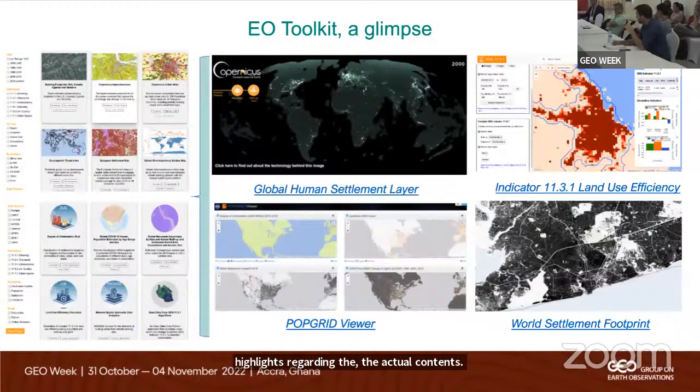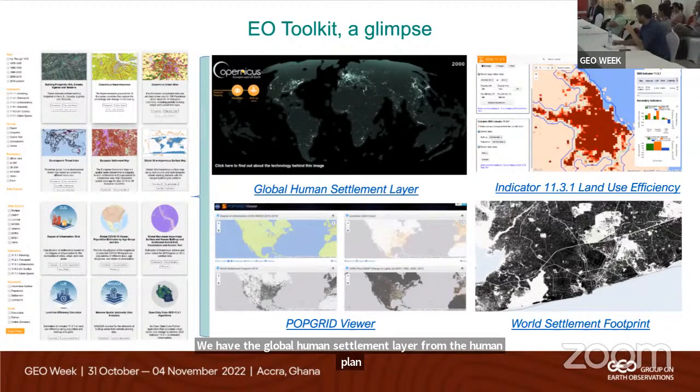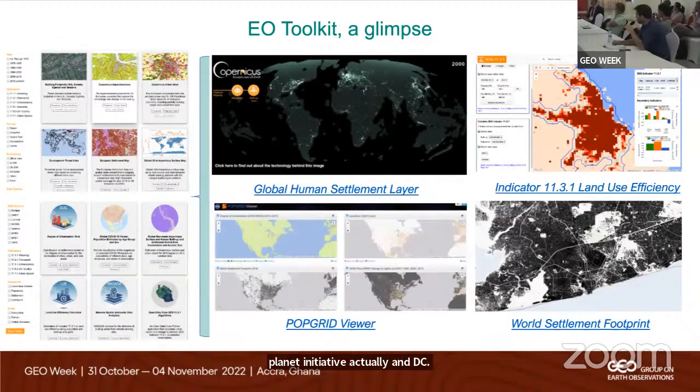We have the Global Human Settlement Layer from the Human Planet Initiative, actually, and JRC. As you may well know, SDG indicators are infamous for being sensitive to the city's extent and the population. So it's important to have these base layers somehow clearly defined. So GHSL is a step in this direction. It also offers the GURBA tool, the degree of urbanization tool. It's a harmonized way across the globe, sanctioned by the UN statistics and OECD and Eurostat and a whole lot of organizations, to offer a clear definition of what a city is.